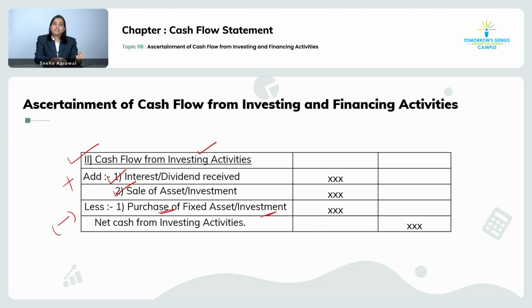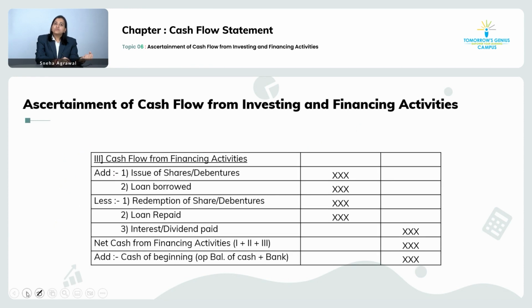Simple. Same way for financing activity, what will be my cash inflows and outflows? Let's check. Whatever is my inflow, I will add it. Whatever is my outflow, I will deduct it. What are the cash inflows which we have understood in the financing activity? Issue of shares, taking a loan from the bank, right? So issue of shares or debentures; shares can be equity shares or preference shares. Loan borrowed, the loan which you take from the bank. These are the two cash inflows from the financing activity.